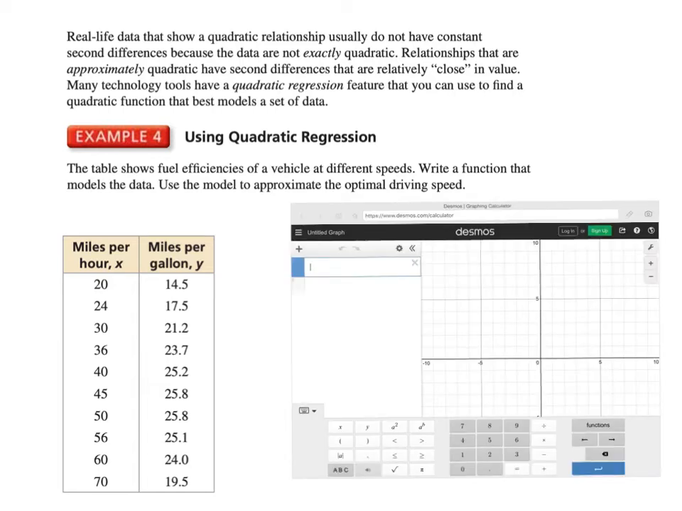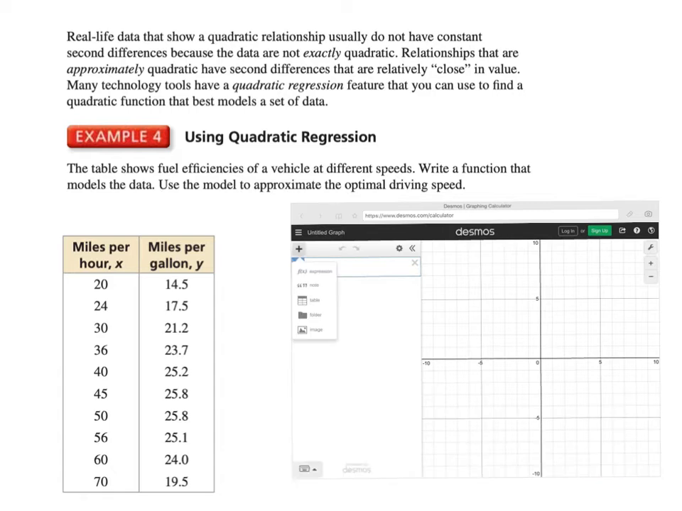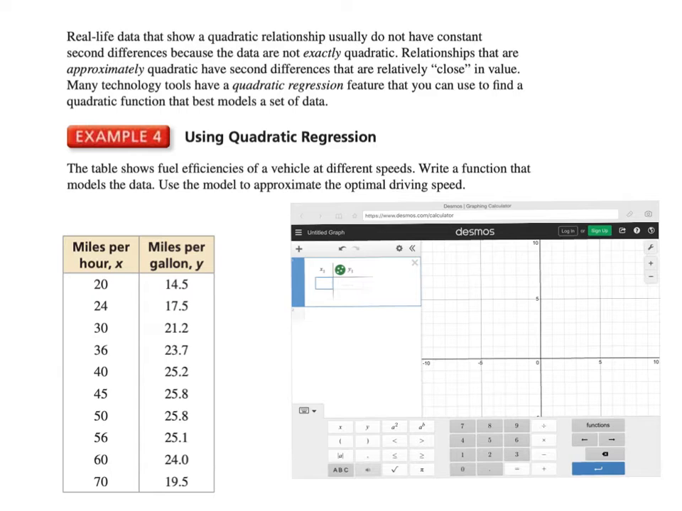We're going to graph these on Desmos. We start by adding a table, and we're going to type our values in. I'm going to pause recording while I type this in so you don't have to sit here and watch me do this.